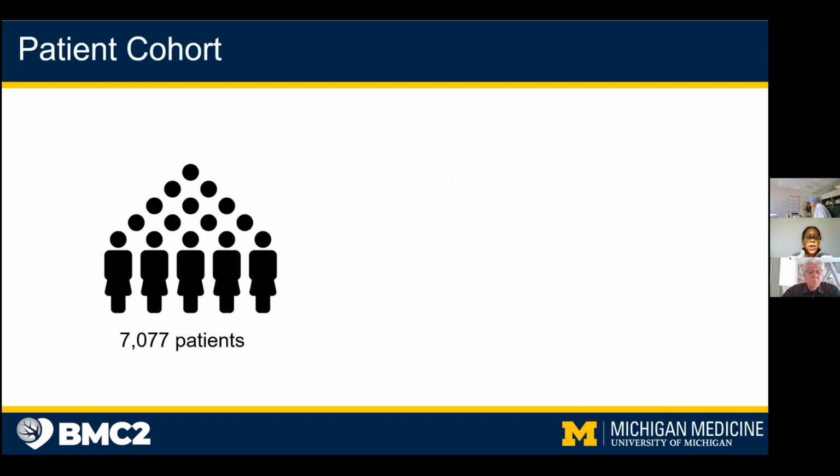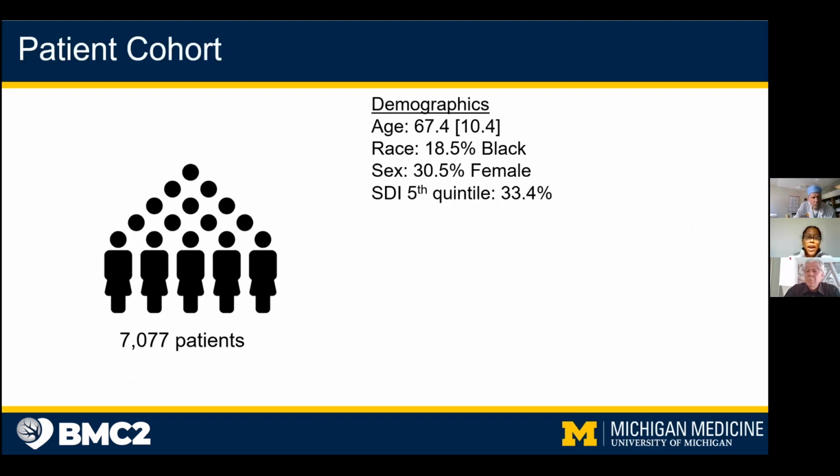So a little over 7,000 patients underwent lower extremity bypass. The mean age was 67 years. We limited the analysis to Black and white patients, given the small number of other racial groups. And just under 20% of patients were Black, 30% were female, and about a third were in the fifth quintile for SDI or lived in the most socioeconomically deprived areas.